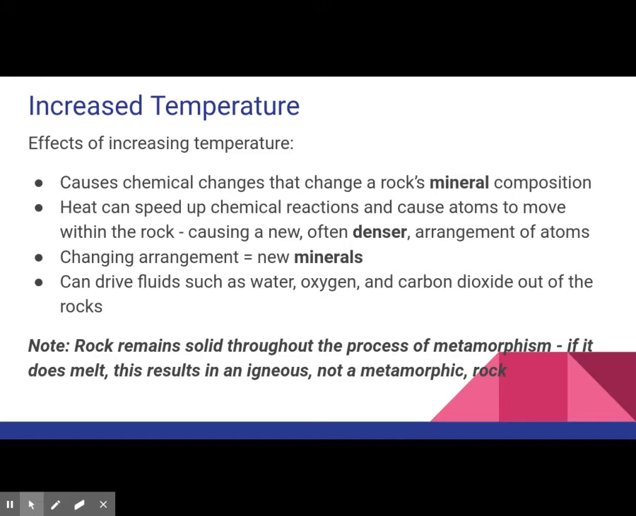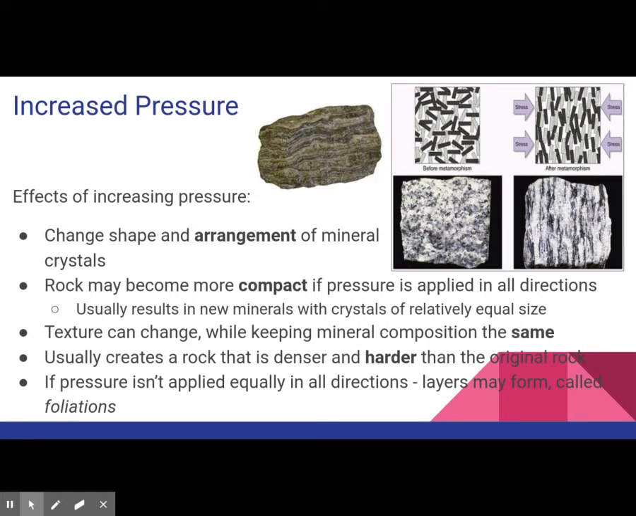Okay, remember, what is an igneous rock? An igneous rock is a rock that forms from material that was once molten. So if we add too much heat and the rock melts, we're not going through metamorphism anymore. We've now gone back to creating a new igneous rock.